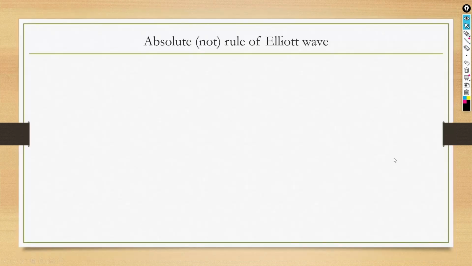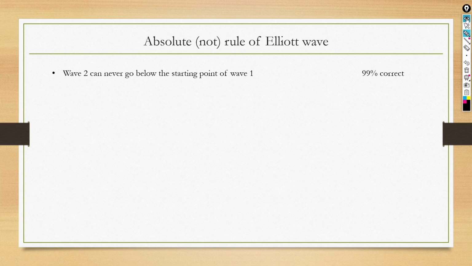For Elliott wave to work properly, there are some rules that we must abide by to prevent ourselves from miscounting the wave counts. But I put the word "not" in brackets because the rules were written a long time ago and some of the rules don't really apply to the charts these days. But let's have a look. Rule number 1. Wave 2 can never go below the starting point of wave 1. Next. Wave 3 is the longest wave out of wave 1, 3, and 5.